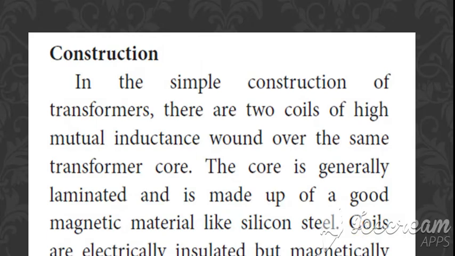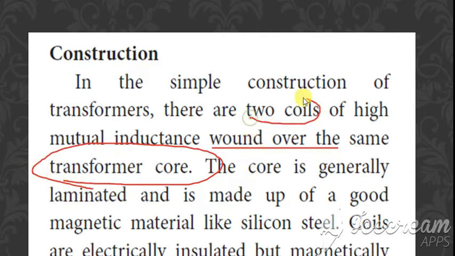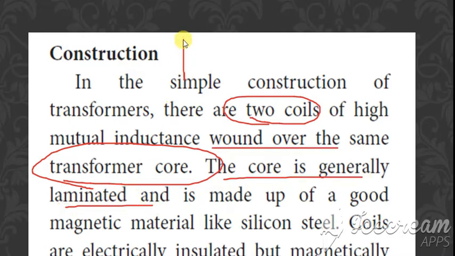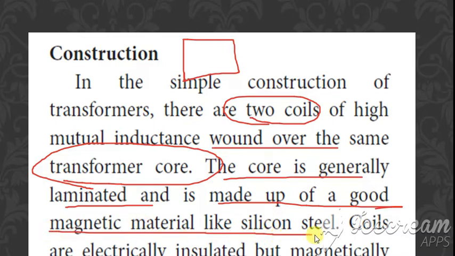In the simple construction there are two coils which have a high inductance, and they are wound over the same transformer core. Both coils are wound over the transformer core. That core is generally laminated. It has been laminated and is made up of good magnetic material like silicon steel. So the transformer core is made of silicon steel.